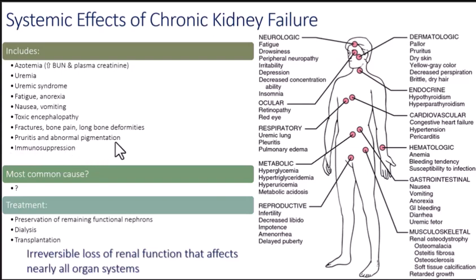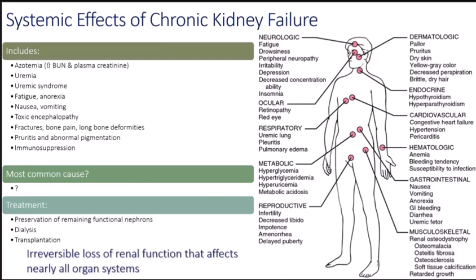The skeletal system can be affected, as we have talked about a little bit already, where you can be prone to fractures, bone pain, and long bone deformities as we get bone dissolution occurring. Immunosuppression is a common effect as well. But what we can see from this slide here is this is not an exhaustive list. We have many different potential effects that can occur due to chronic kidney failure.